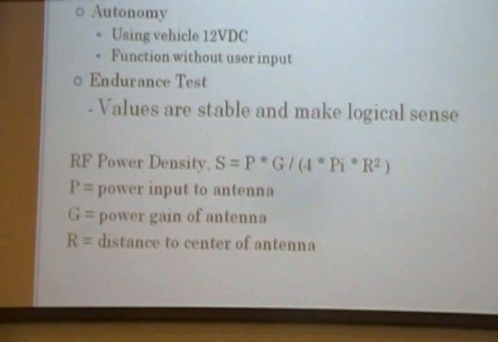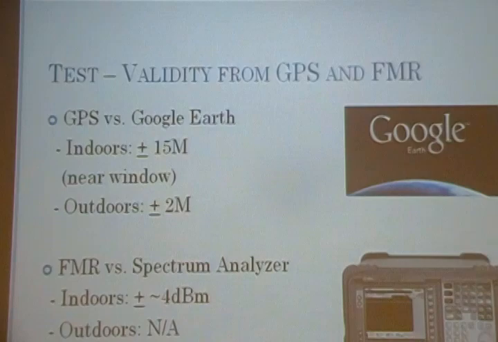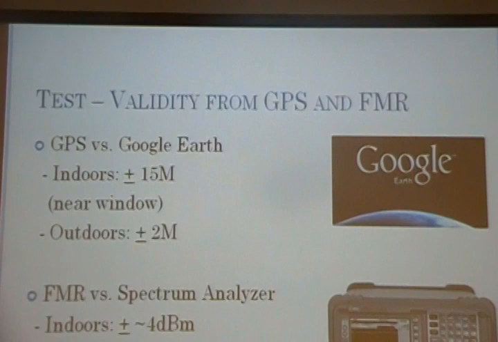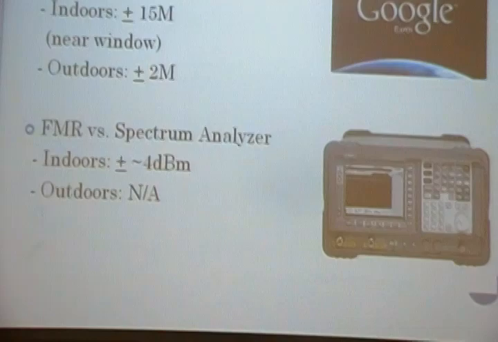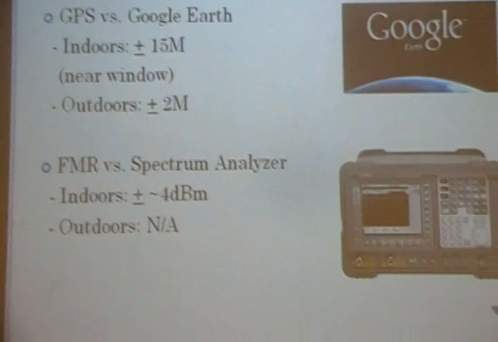So first off, we have our GPS. We use it against points in Google Earth, making sure that our points were close to where they should be. We found that indoors, our points were approximately plus or minus 15 meters, not too good. However, outdoors was about 2 meters, which is a lot more accurate. Our FM receiver, we found out that indoors it was about plus or minus 4 dBm, which is fairly accurate. However, it could be better. Outdoors, not available because of a lack of a full spectrum analyzer.